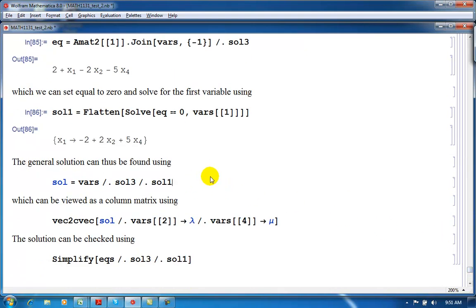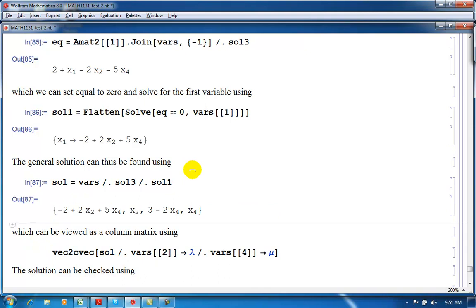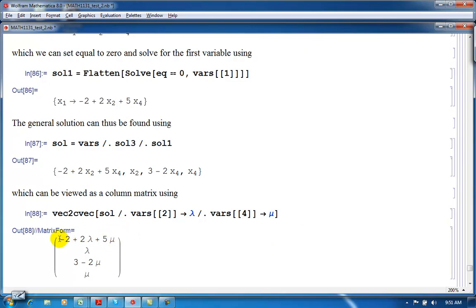and thus we can find the general solution to those equations using this. So we take the variables and we replace the x3 and x1 by the solutions we've found, and we can view that as a column matrix where we replace x2. We can see that this depends on x2 and x4. So we can replace x2 by some parameter lambda and x4 by some parameter mu, and that will give us that. So that's the general solution of those equations, and we can see that that's a 2-parameter family of solutions.